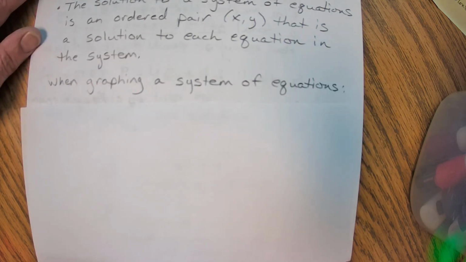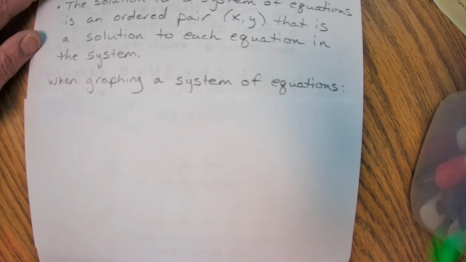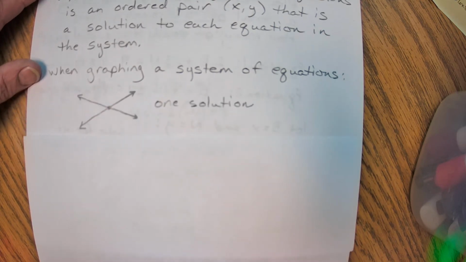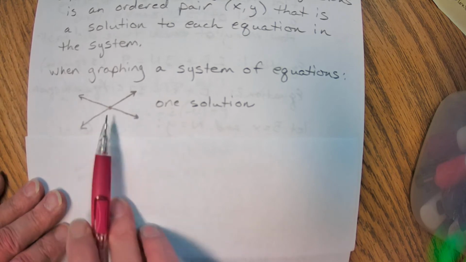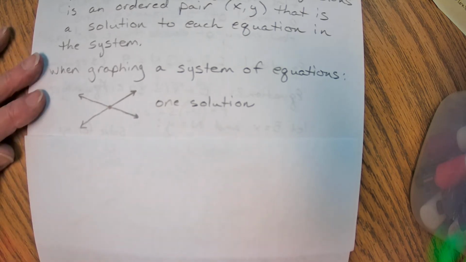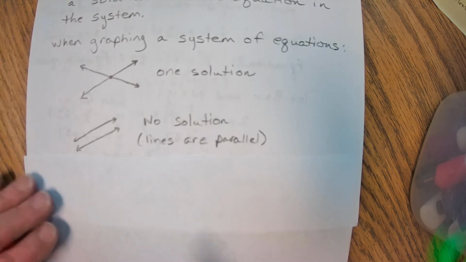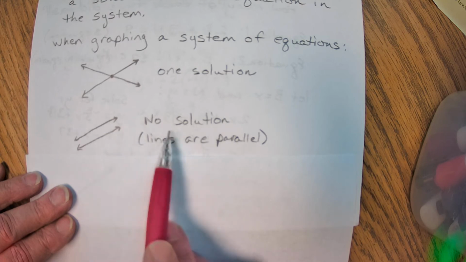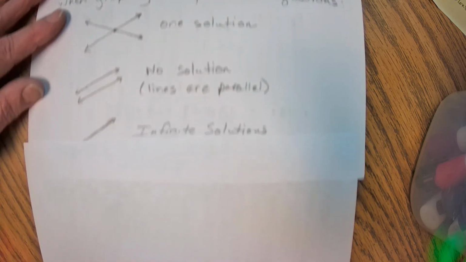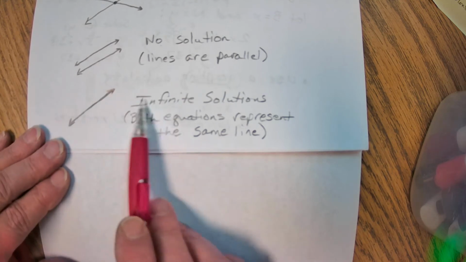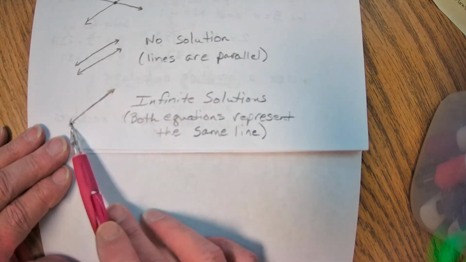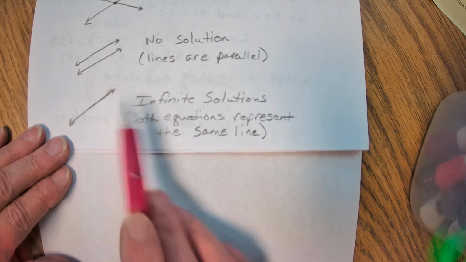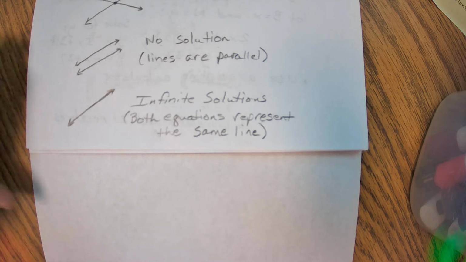When you're graphing a system of equations, there are three different scenarios you're going to come across. One is that the lines cross at one point, meaning that there's one solution. Another scenario is the lines are parallel. That means they're never going to cross, so there's no solution. And the third scenario is when you graph those lines, they're actually the same line. So every point on the line is a solution, meaning that there are infinite solutions.